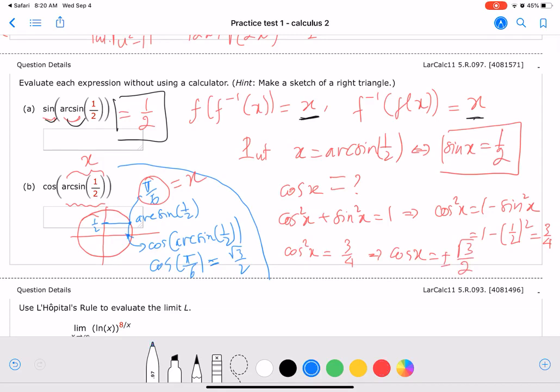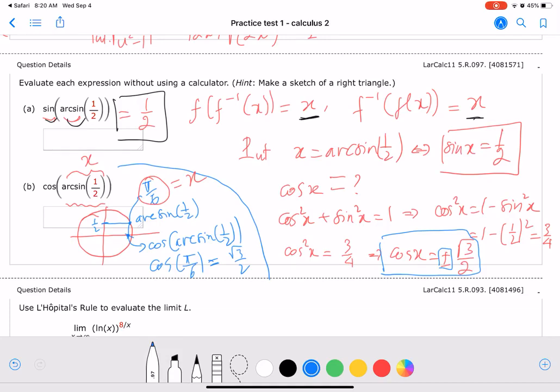I mentioned plus minus because we don't know if cosine is positive or negative. So when we apply square root to square, we need to have plus and minus. But in our situation, cosine is positive, because x is positive, right?